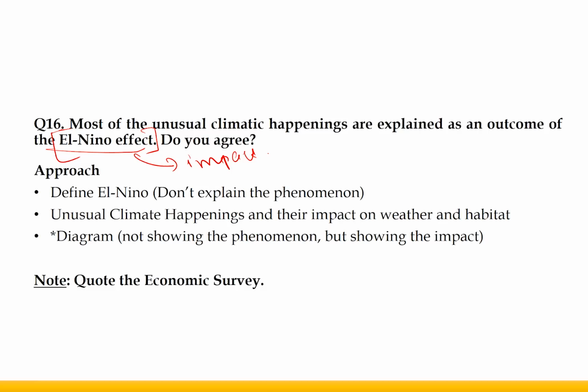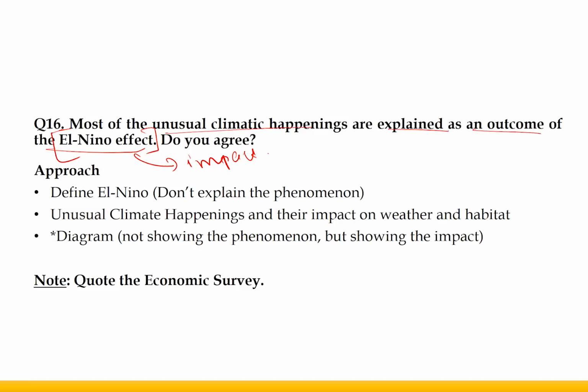Secondly, the moment you see El Nino, you should definitely think about drawing a diagram. Okay, there are two diagrams in El Nino. One diagram is explaining the phenomena, and the second diagram is showing the impact of El Nino. In this question, the question never asks you what are the factors which have led to El Nino, or explain the formation of El Nino in Southern Pacific. In that case, you have to draw the diagram of showing the phenomena of El Nino. Here, the question precisely asks you about the impact of El Nino, how El Nino impacts the unusual climatic happenings which you can see in the world are an outcome of El Nino effect.